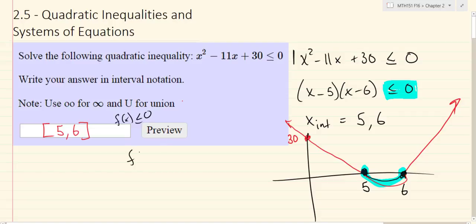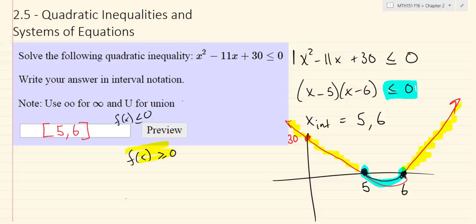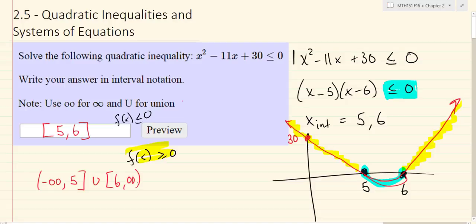Just for fun, why not? Where's the function greater than or equal to 0? So if we asked where is it greater than or equal to 0, well, that's going to be this segment and this segment. And so how would you write those in interval notation? How about negative infinity to 5 with a hard bracket, union with 6 to infinity with a parenthesis. Yeah, good. How do we make it more difficult?